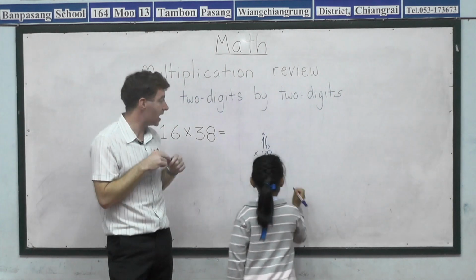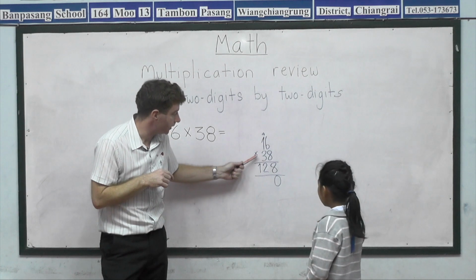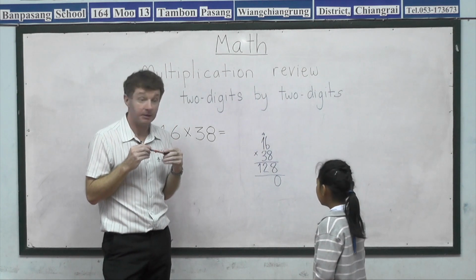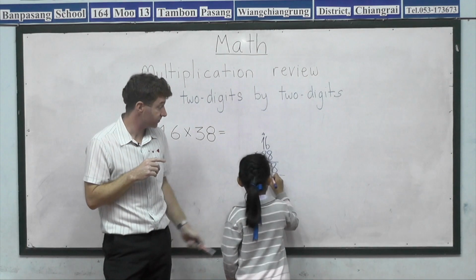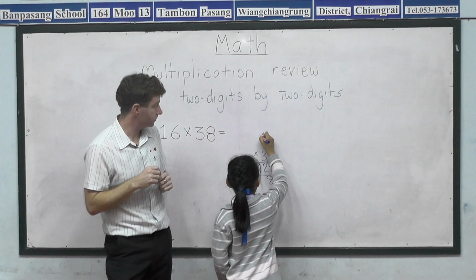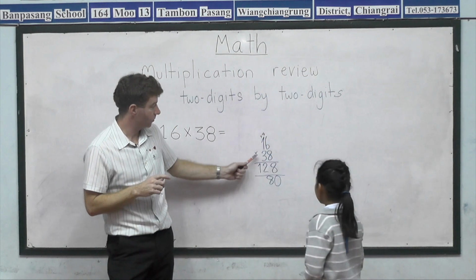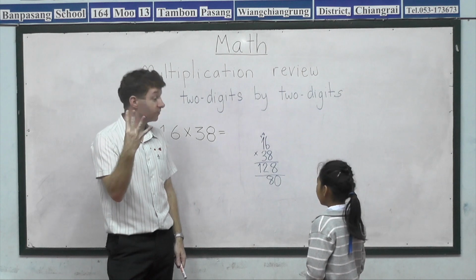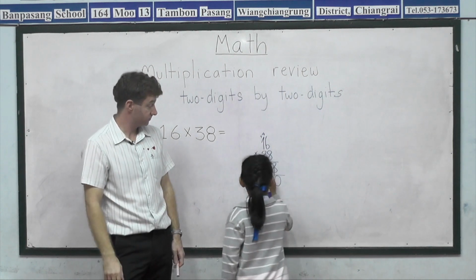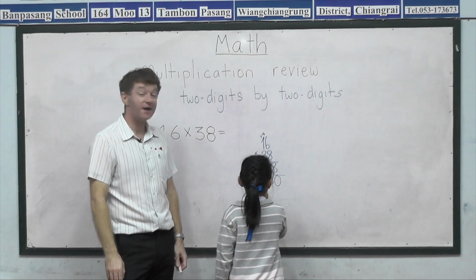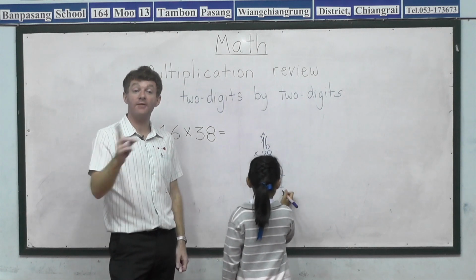Okay, so now 3 times 6 equals 18. So we write 8, carry a 1. Perfect. 3 times 1 equals 3 plus 1 equals 4. Perfect. See, you guys, excellent already. So we have our answer for step 1 and step 2.